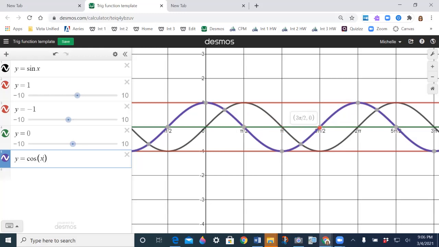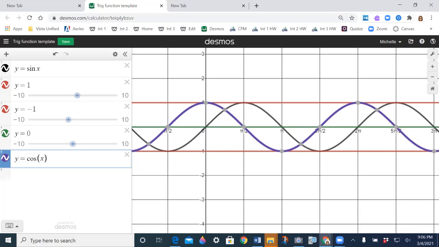Okay, so that's just kind of an intro to understanding that sine and cosine graphs can be written in either form. You can write it as a cosine, you can write it as a sine, depending on where you want to start in the graph.